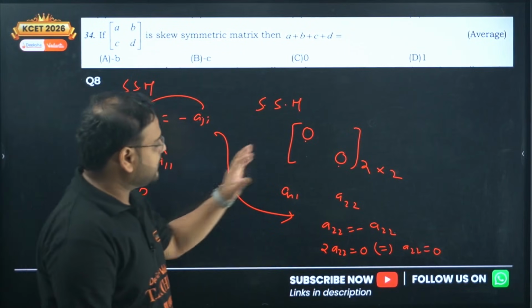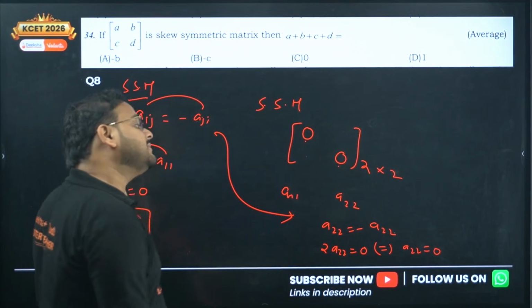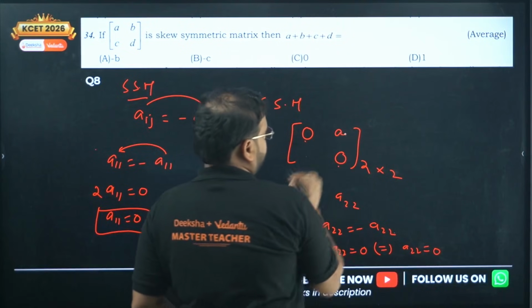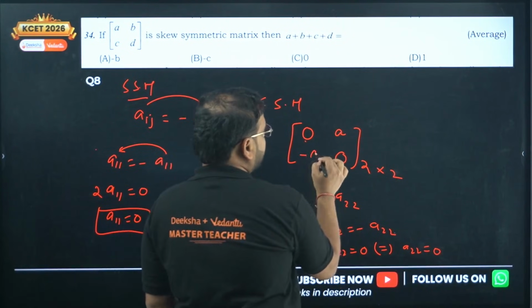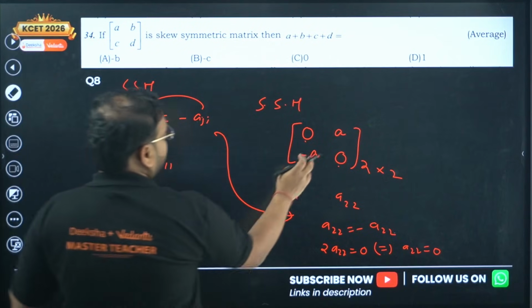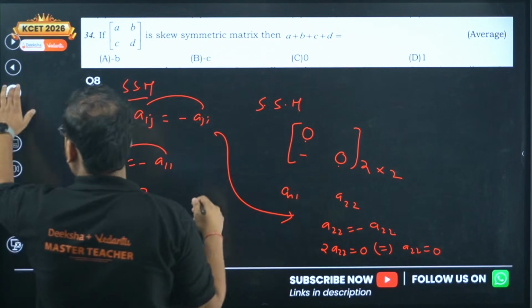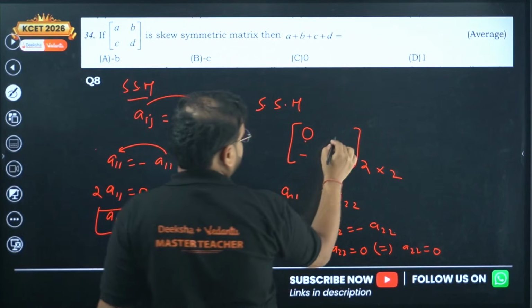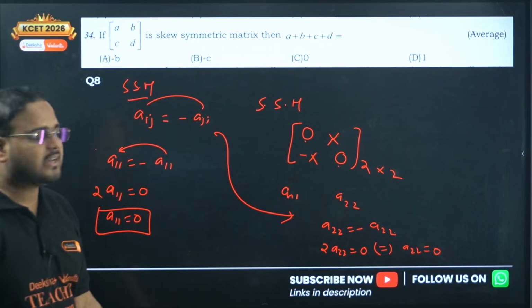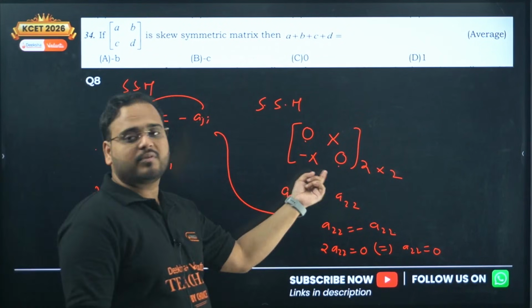Okay. Now, what next is there, sir? The other elements. So if it is, let's say, A, this has to be minus A. I have already that A in the given matrix. I write this as x and minus x. Just to understand, this is x and minus x because that's how it is. A12 is x means A21 will be minus x.